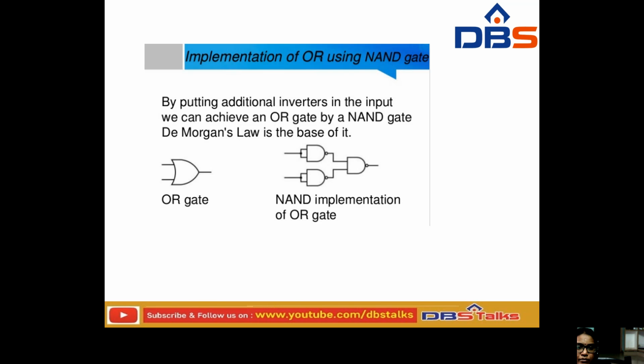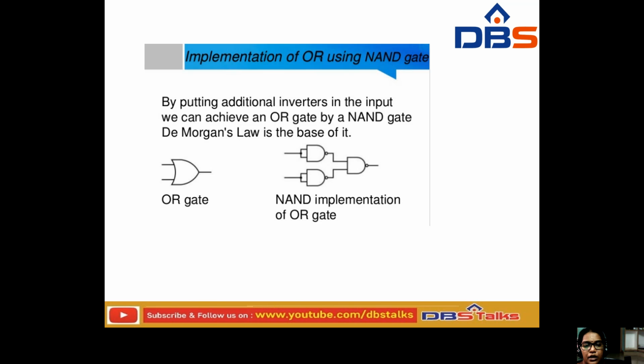In this slide, these two are the NAND gates. From the input beginning itself, an additional inverter is used. From this we can get the OR gate. So we use two NAND gates with inverters in combination, and from this we can implement the OR gate. This is how we implement the OR gate using the NAND implementation.